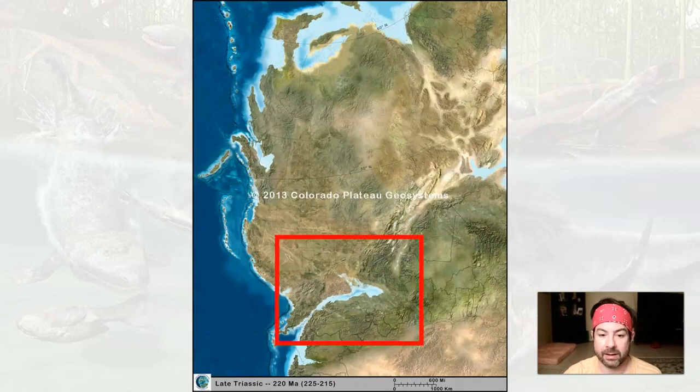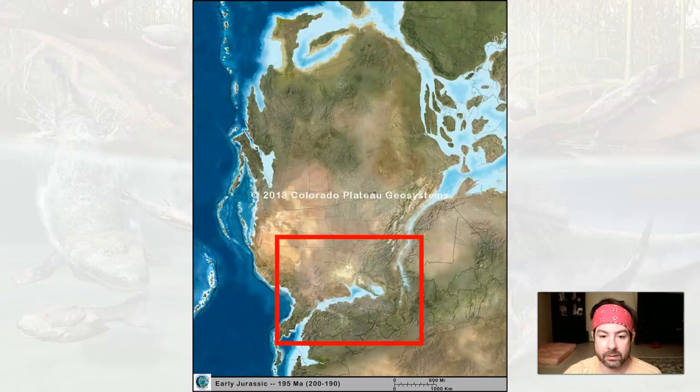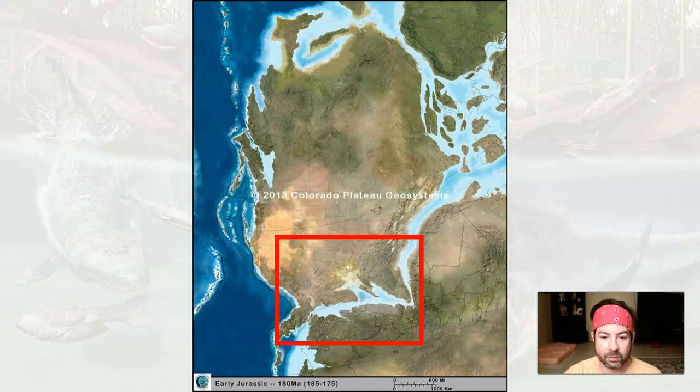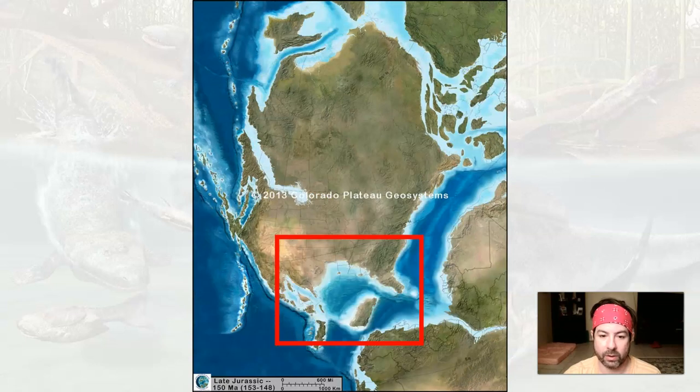So let's keep an eye on this area down here. You'll see as South America is moving away and stretching away, we get the Gulf of Mexico beginning to form. This is Africa. The pull away of Africa had more of an effect on the East Coast. The pull away of what is now South America had more effect on the southern Gulf Coast.